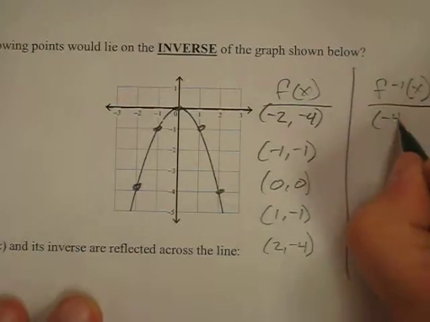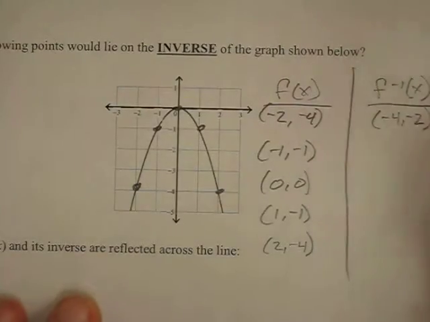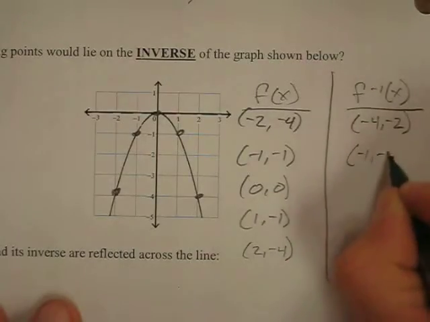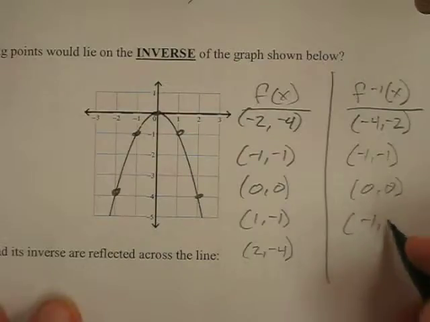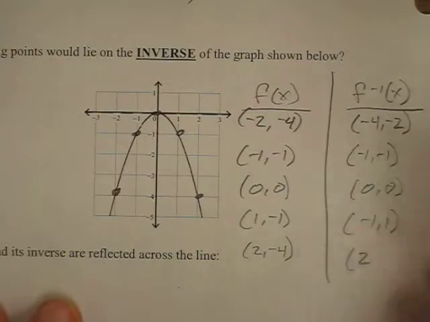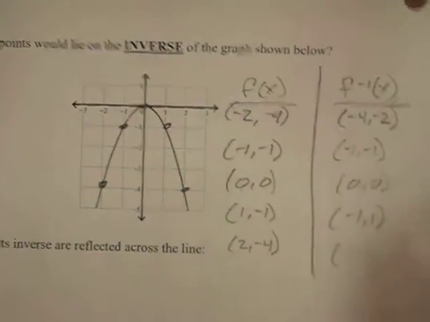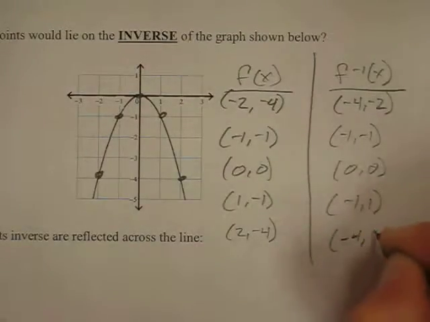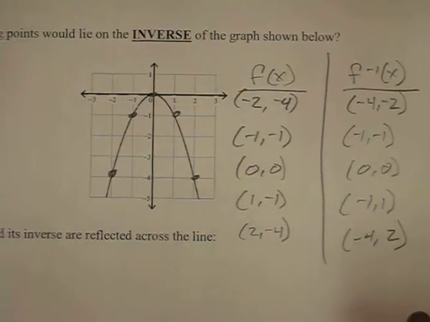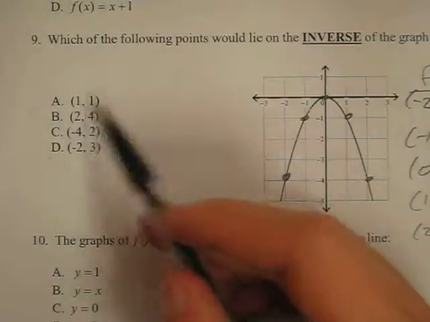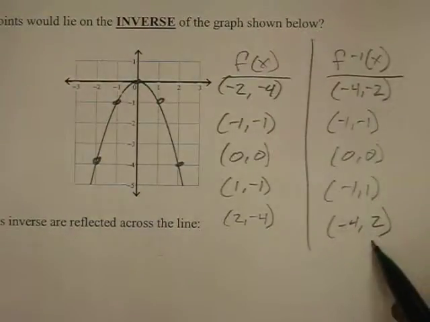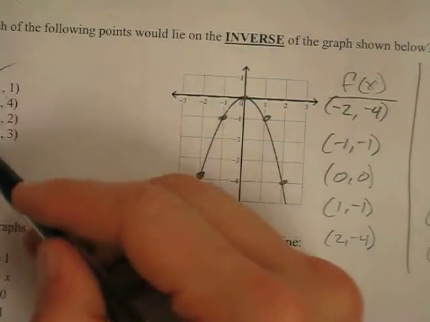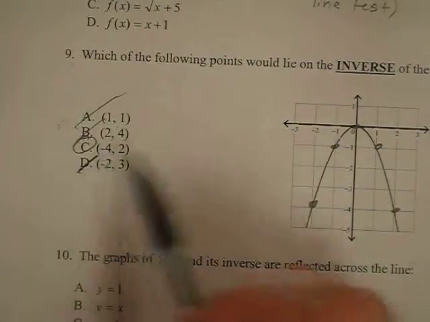Okay, this would be -4, -2, because we're switching x and y. -1, -1, 0, 0, -1, 1, and this would be -4 and 2. Okay, and when I get to this, I need to find 1, 1. It's not on this list. 2, 4. It's not on this list. -4, 2. It is on this list, and that one's not. So the answer is -4, 2.